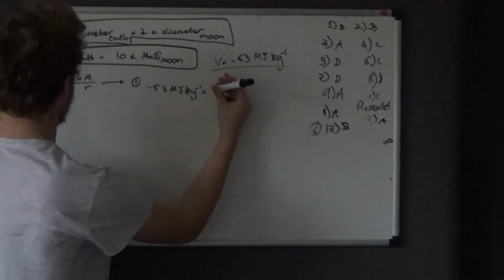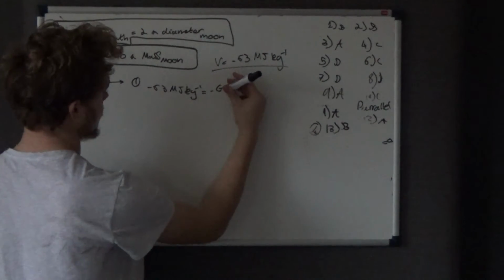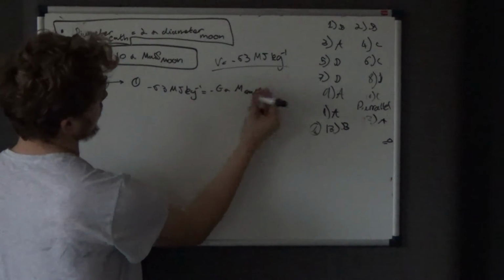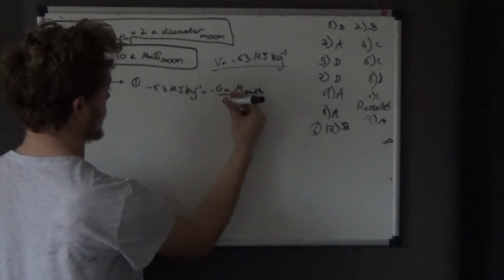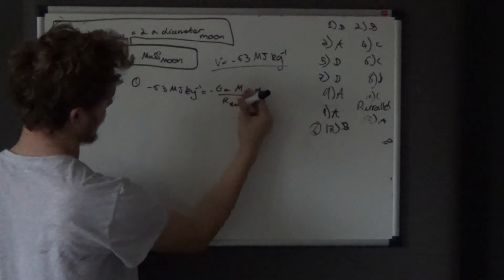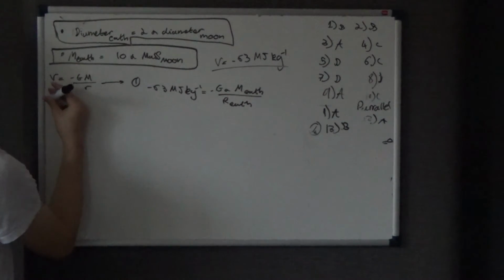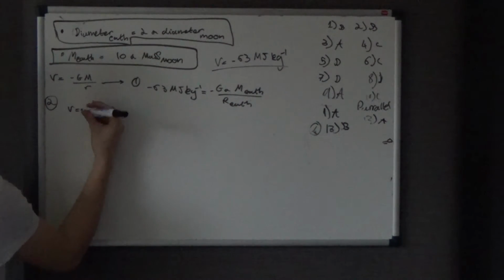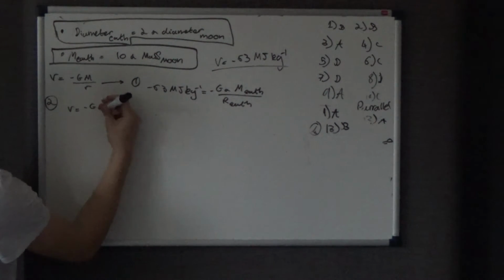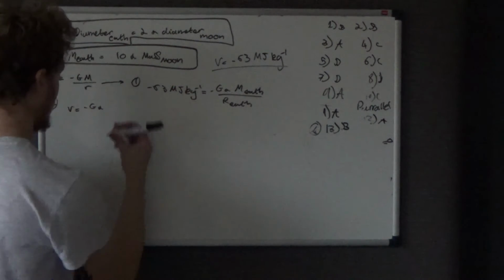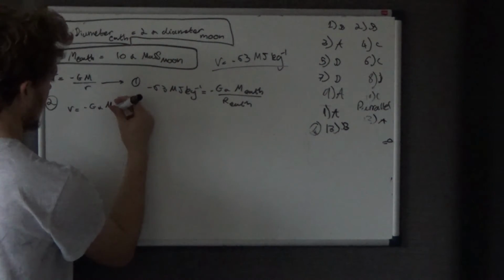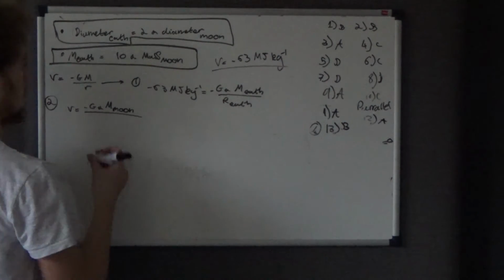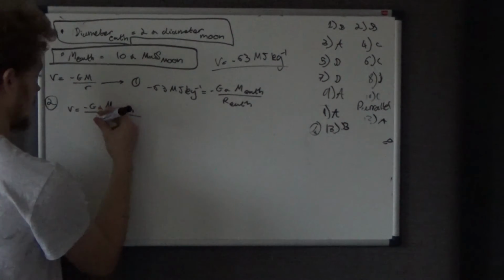So we know it's equal to minus g times the mass subscript Earth over the radius subscript Earth. So put that as equation 1. Equation 2 is for the gravitational potential of the Moon, which we don't know. It's equal to minus g times the mass of the Moon over the radius of the Moon.